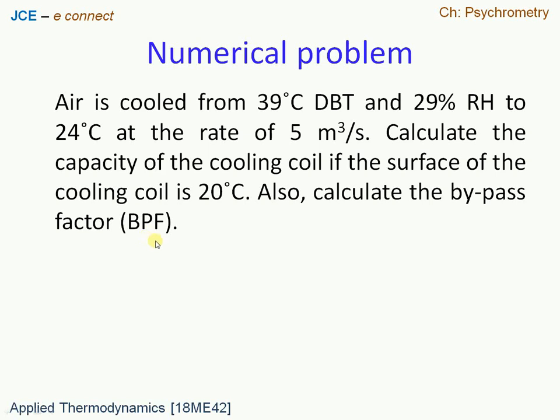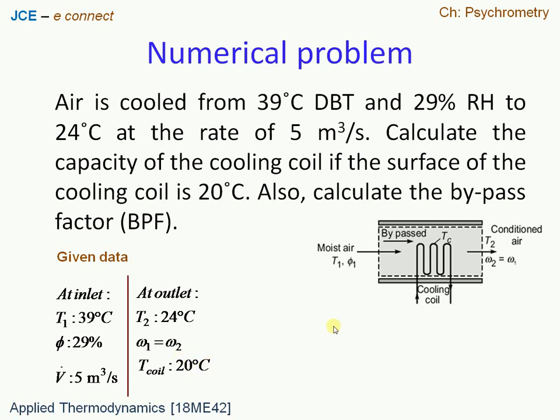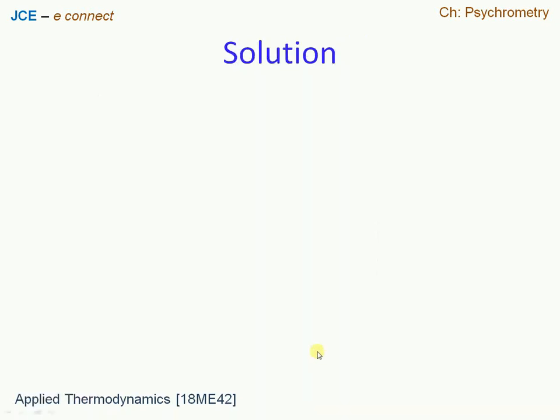They also ask us to calculate the bypass factor. Let's now look into the apparatus, the air conditioning unit. The moisture has some temperature T1 at the inlet, which is 39 degrees Celsius, the relative humidity is 29%, and the volume flow rate of the moisture into the apparatus is 5 meter cube per second. So those are the inlet conditions. As the moisture passes over the cooling coil, which is at a temperature of 20 degrees Celsius, the exit temperature of the moist air is 24 degrees Celsius, and it is assumed that there is no variation in the specific humidity. They have asked us to find the cooling coil capacity, which is the rate of heat transfer Q dot, and the bypass factor.